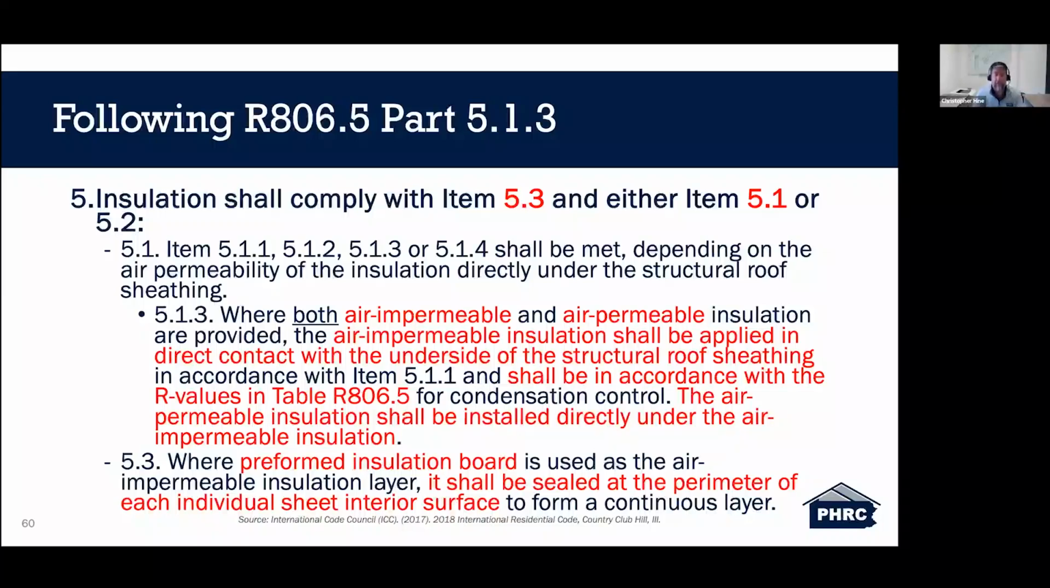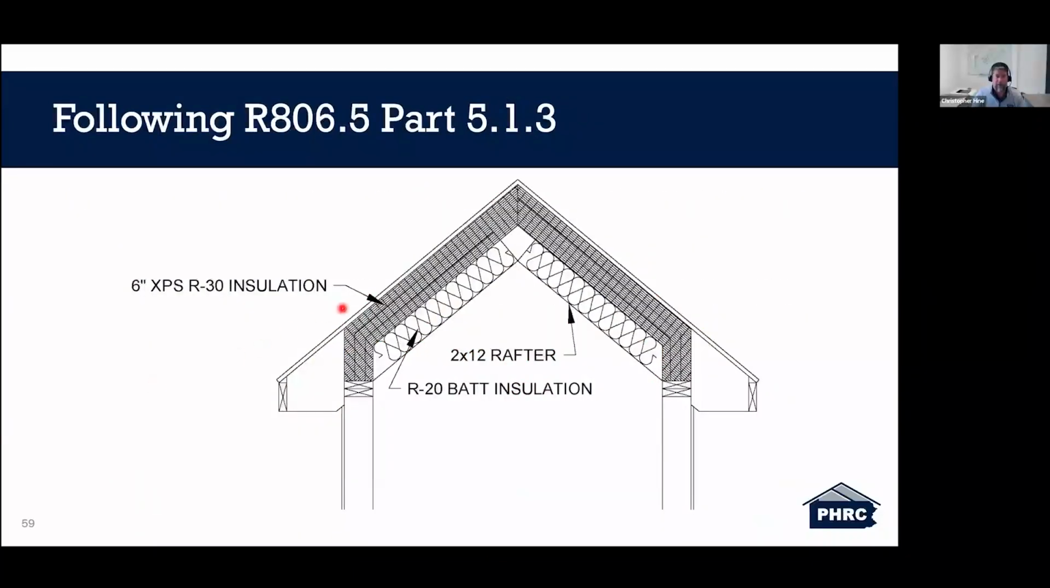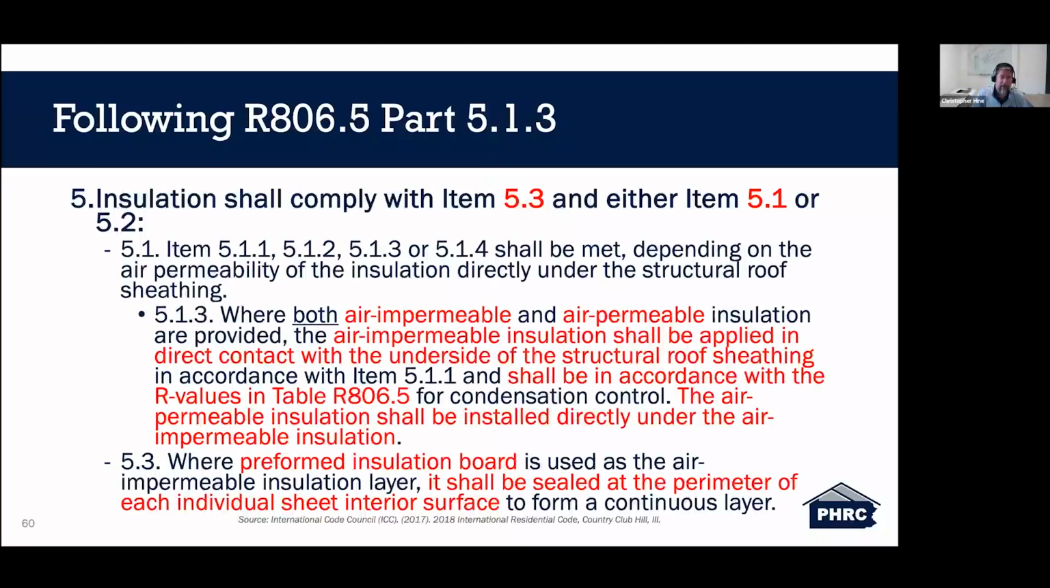So this is the assembly that I'm using as an example, right? Where we're using multiple layers of rigid preformed board that you're cutting to then fit in between those rafters. That's what we're talking about here. Each one of these layers that's being installed has to then be air sealed, right? We want to make sure that we don't have any air movement that could carry moisture through this and come in contact with the underside of that roof sheathing. That's why 5.3 comes into play here.